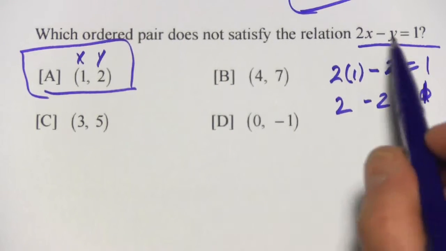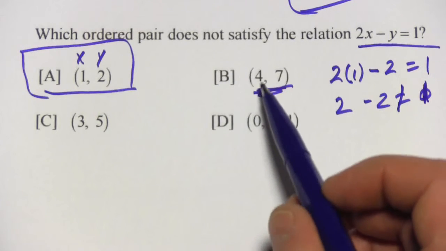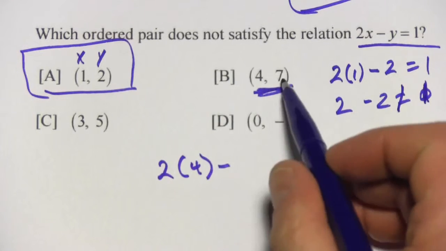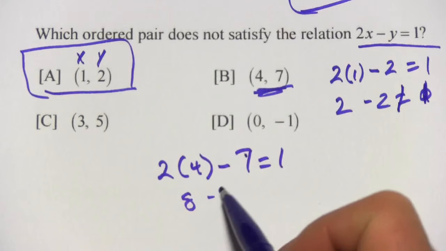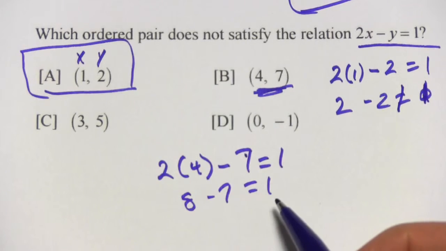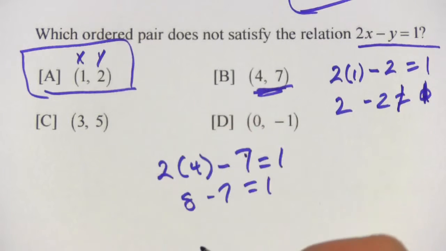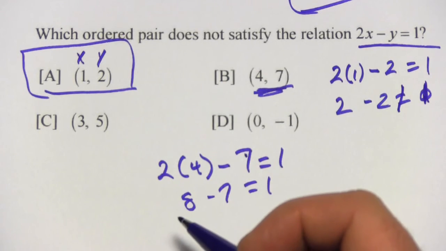Let's just plug in another one of these to see how it works when it really does satisfy the relation. So let's try this one. X is 4, so we'd have 2 times 4 minus y, which is 7, equals 1. So that would be 8 minus 7 equals 1. And that is true. And these others would check out as true as well. And the first one did not, so that's the one that doesn't satisfy the relation. So that's a little bit of work with ordered pairs.